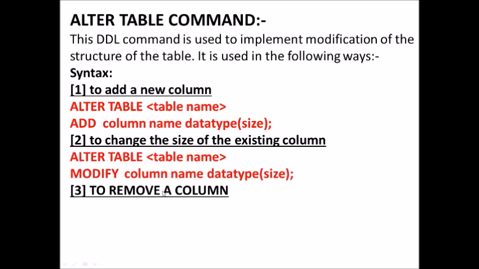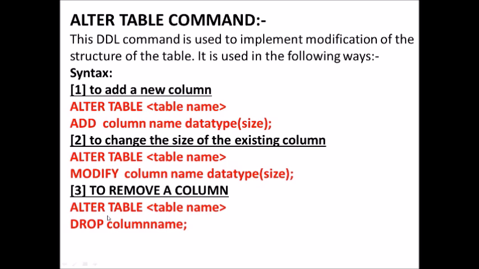Next is to remove a column. Suppose you find a column that is extra, you don't want it further, you can remove it by using the following format: alter table table name, drop column name. So drop keyword is used to remove a column, modify keyword is used to modify the existing column, and add keyword is used to add a new column. Rest of the syntaxes, that is alter table table name, is same in all the three cases.